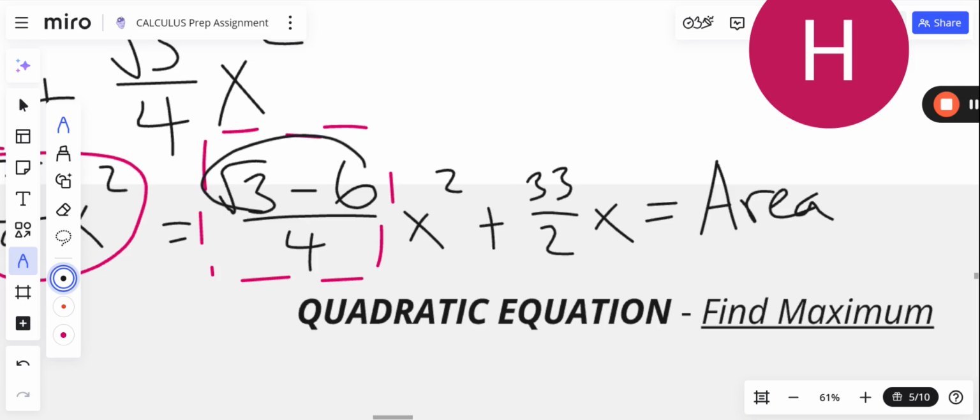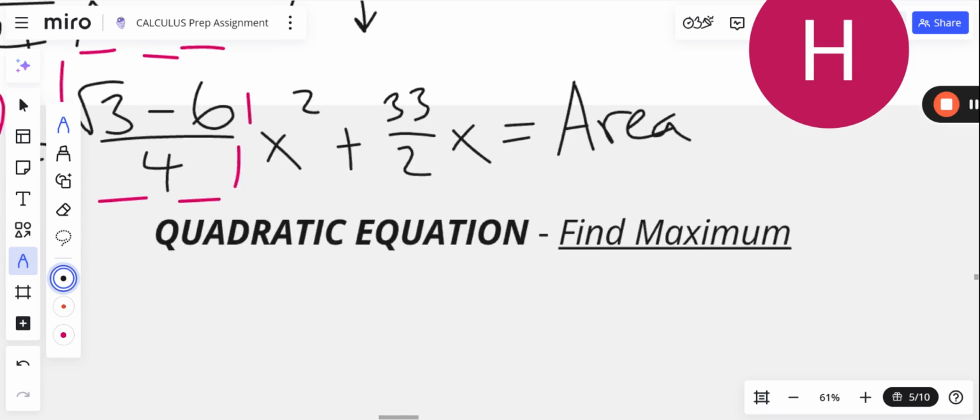So definitely this top portion gives us a negative, and divided by 4, that kind of shrinks it down a little bit, but it's still a negative. So that means that the area could be represented by a sort of upside down quadratic, which will have a maximum at some point. Okay, let's do the steps.